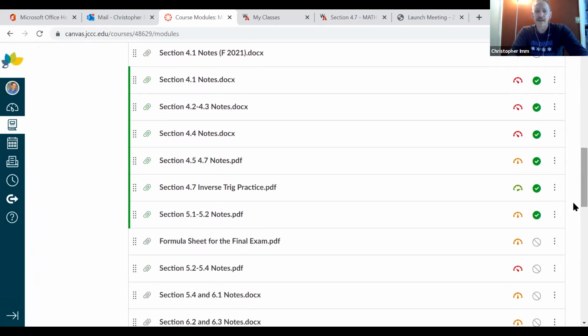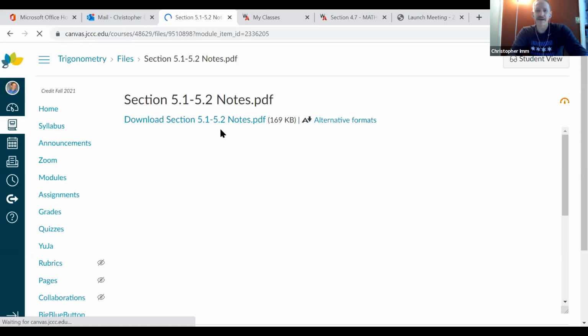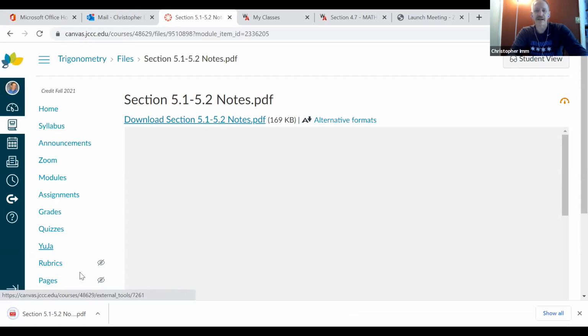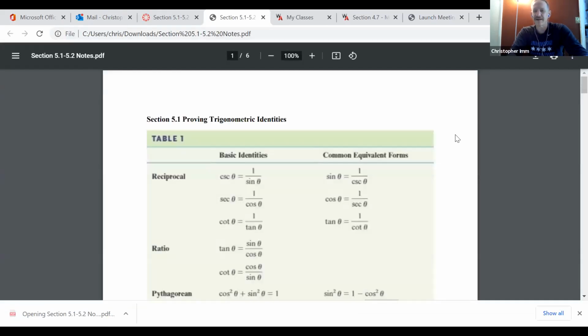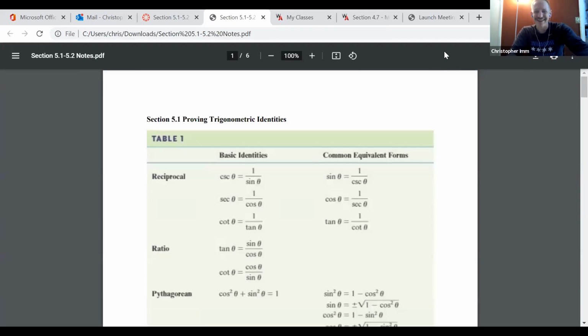Open up 5.1 and 2 notes. So those should be in there for you. You can follow along from what I pop up here, or you can access those on your own. Okay, am I showing those notes on my screen? All right, great. I appreciate that.